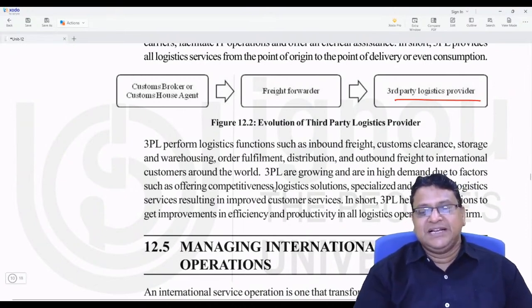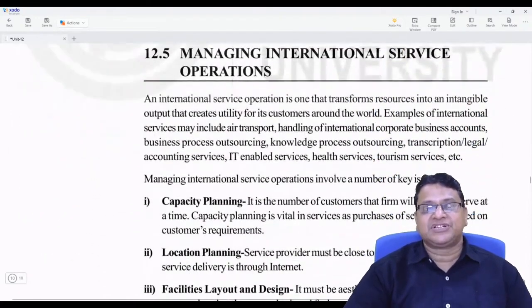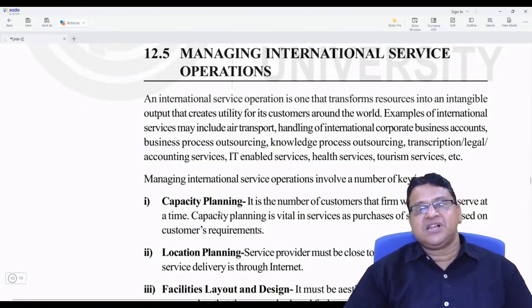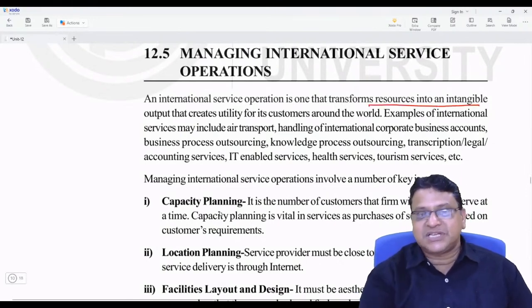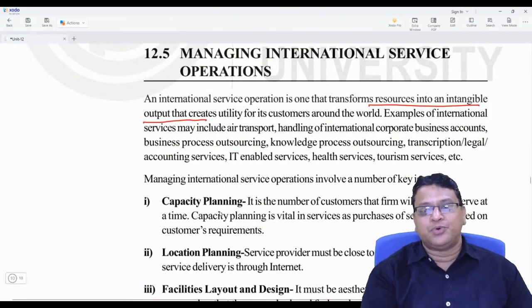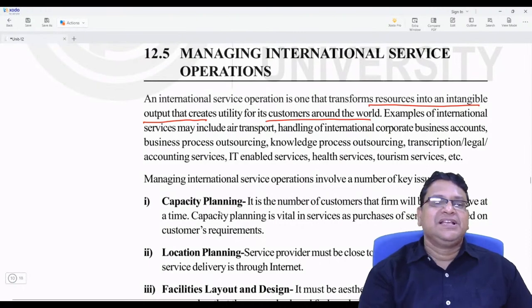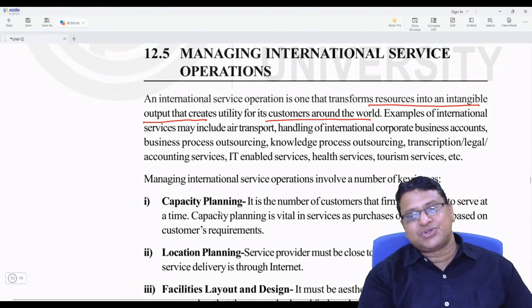Managing international service operations. Next one is managing the service in an international setting. An international service operation is one that transforms resources into intangible outputs for its customers around the world. In this case, the final product is not tangible goods, but services. Many international firms are providing services internationally.